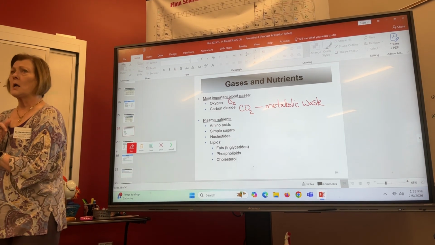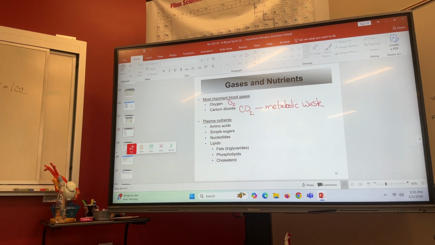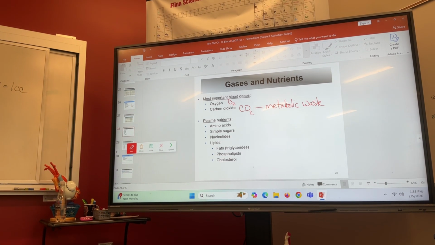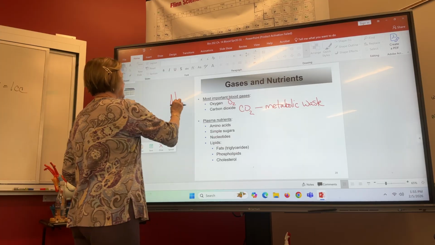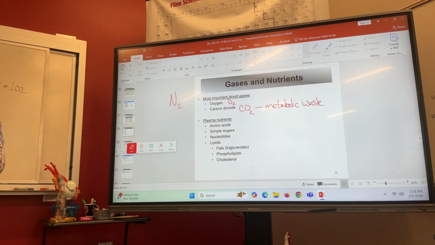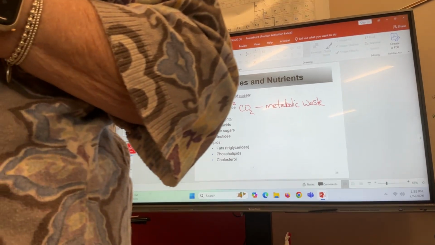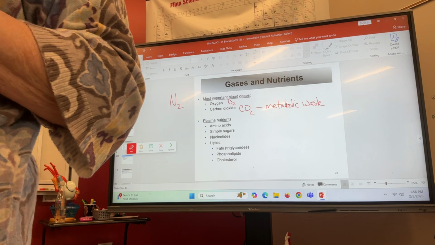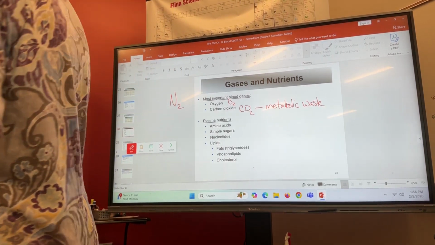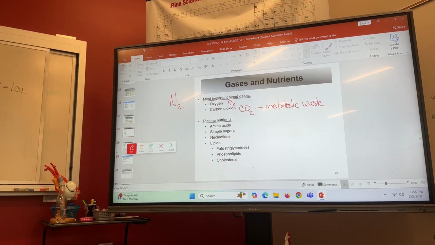On your chart, there's another gas on there. Anybody see it on their thing? Anybody know what that is? Nitrogen. A byproduct of proteins will be nitrogen. Okay, so those 3 gases. All right. And then, oh yay. Oh, I'm excited.